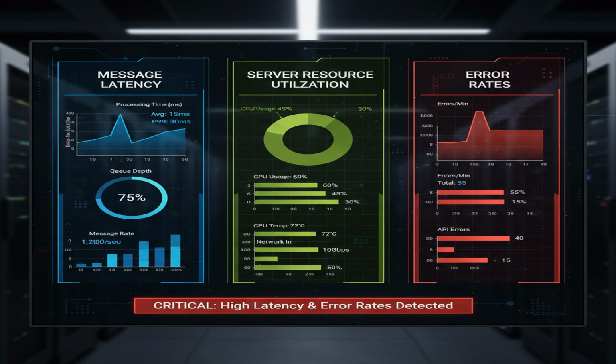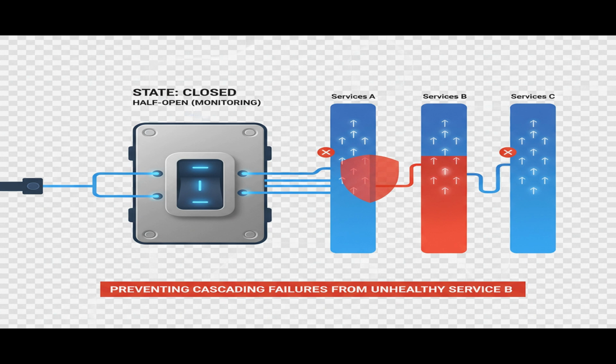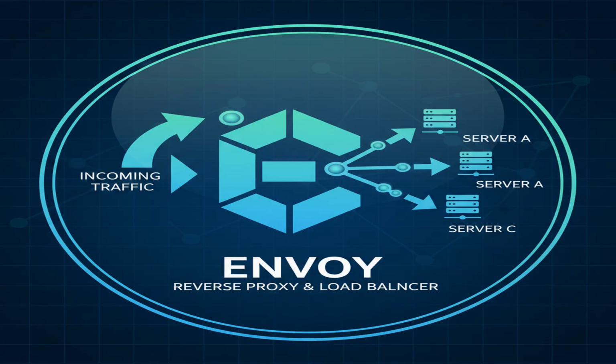We track message latency, server resource utilization, and error rates to identify bottlenecks quickly. To prevent cascading failures, we implement circuit breaker patterns. If a service becomes unhealthy, the circuit breaker will temporarily halt traffic.